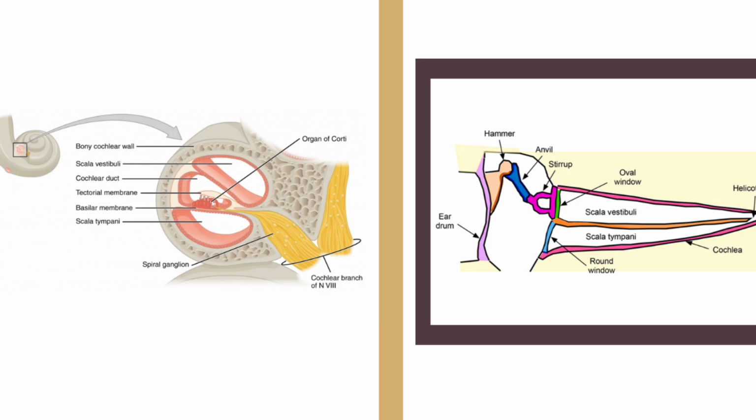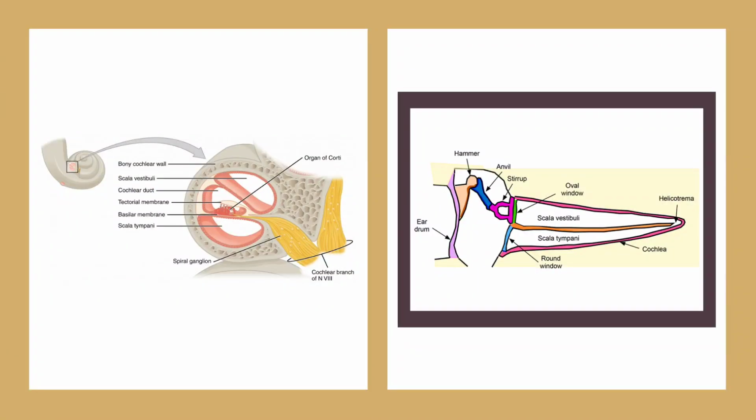Here there is a speciality of the Reissner's membrane too. This Reissner's membrane is so thin, so easily moved, that it does not obstruct the passage of sound vibrations from the scala vestibuli into the scala media. So as far as the fluid conduction of sound is concerned, the vestibuli and media will be considered as a single chamber.